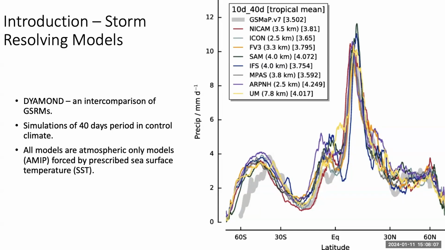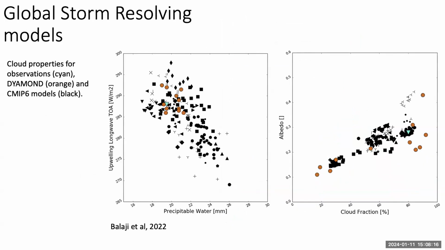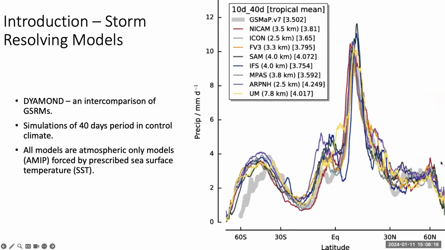Another limitation is the fact that we are using atmosphere-only models and not a coupled model, so it's forced by prescribed SST. And this is just a representation of that month compared to observations. We can see that it looks similar to observation. This is the precipitation, but we still have a spread within the models that we are looking at.